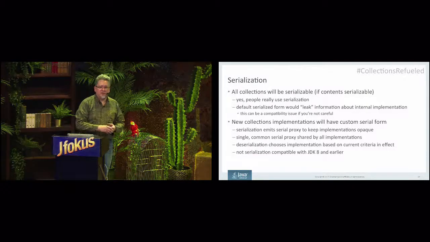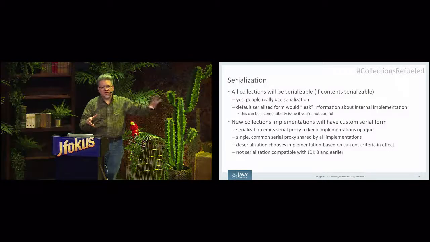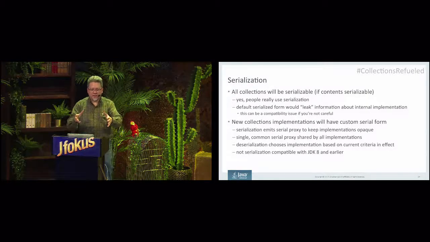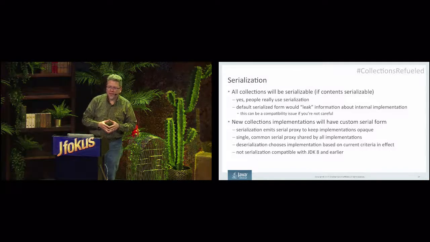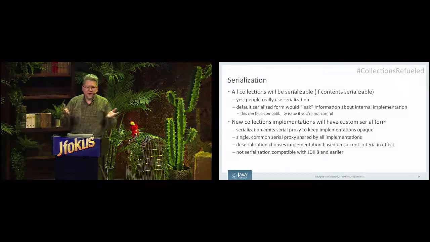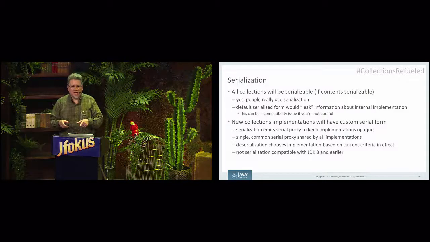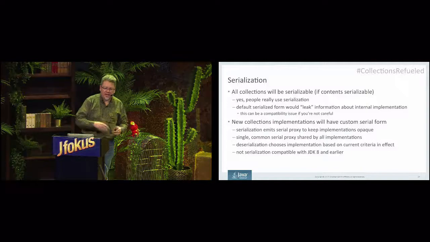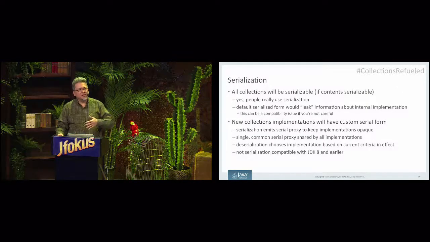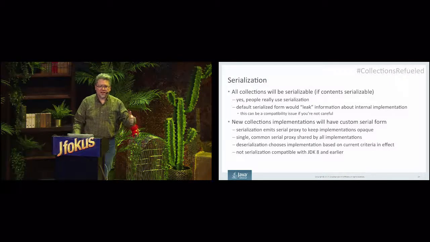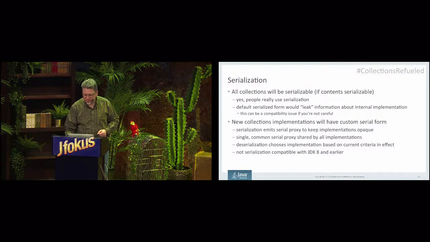So we use the serialization proxy mechanism to have a unified proxy class. And that allows us to change all the implementations around without affecting the external serializable form. One thing that you should be aware of is these are new classes. They don't exist before Java 9. And so you cannot serialize one of these new collections implementations on JDK 9 and deserialize it on JDK 8. It simply won't work. So if you want to pass serialized data between JDK 8 and JDK 9, you have to use one of the collections that exists in JDK 8.